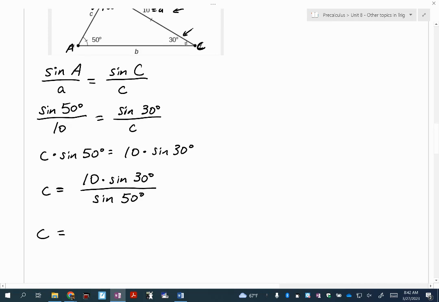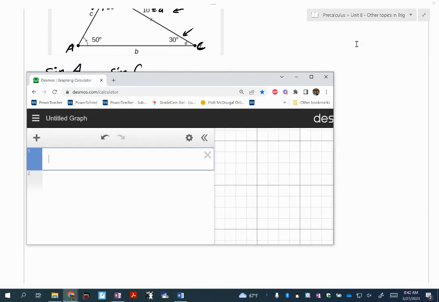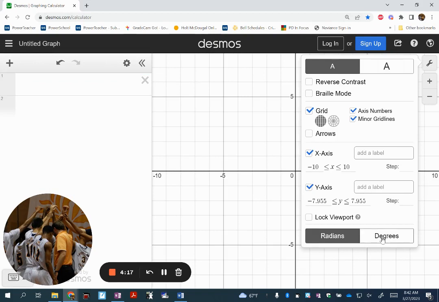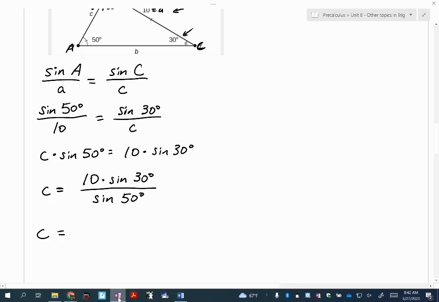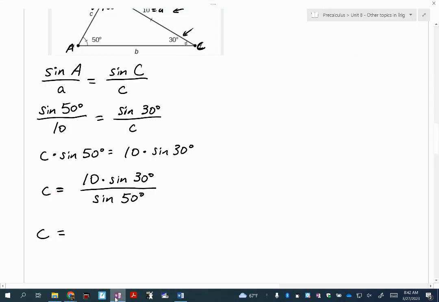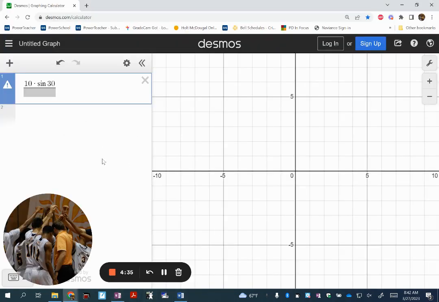So I'm going to go to my calculator and make sure that when you do this, since you'll most likely be using Desmos, whatever calculator you are using, always click the wrench and make sure you're in degrees. If you start with opening Desmos, it's going to default to radians, so make sure you head to degrees. So I'm going to type in 10 times the sine of 30 degrees over the sine of 50 degrees.